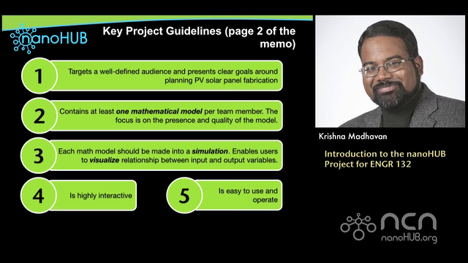The fourth criterion that we have over here is that your tool is highly interactive. I'll show you an example of a tool next, and you will see what we mean by highly interactive. And as I pointed out earlier in this video, the fifth criterion is easy to use and operate. This is something our end users expect a lot from us, and we expect that your projects will also have this capability. Now, let me focus in on these 2 criteria here, that is the notion of mathematical models per team member, and also that you have to build a simulation. So what do we mean by this?